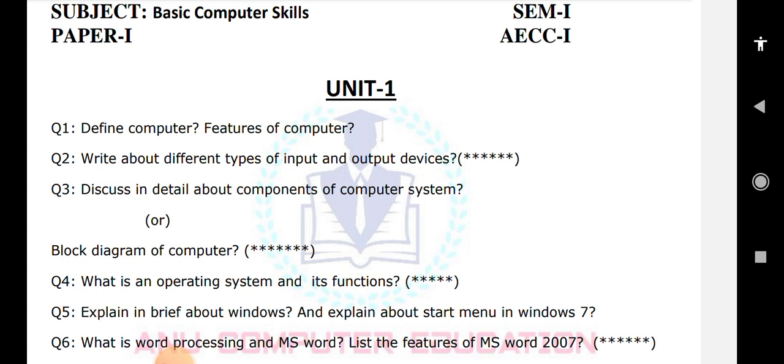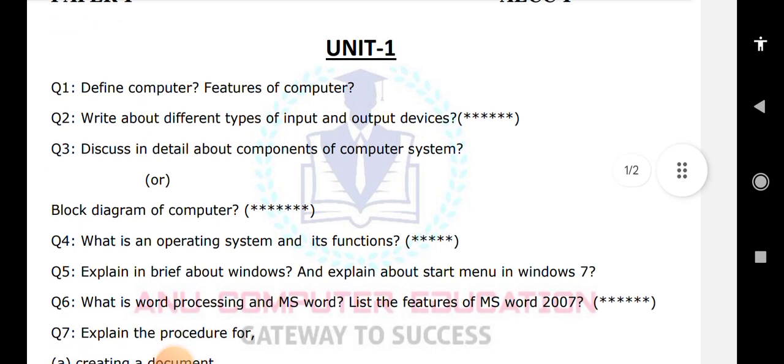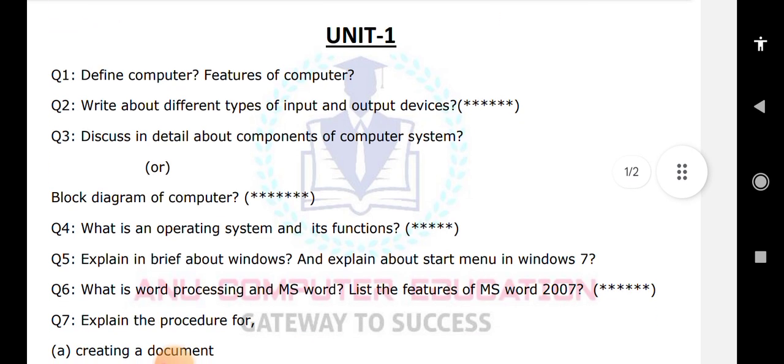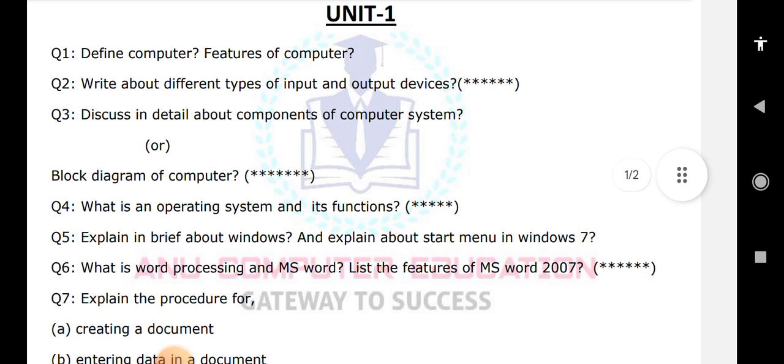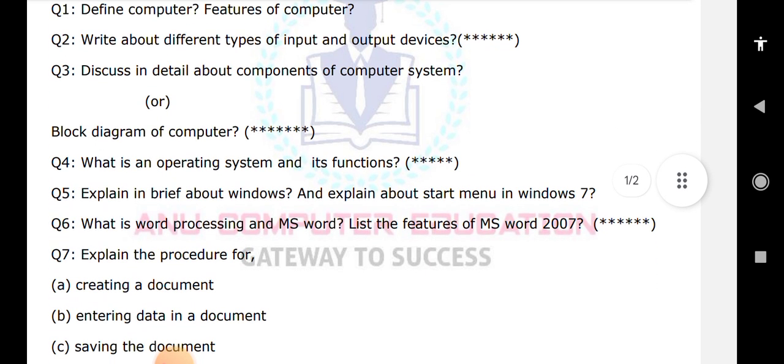An operating system is an interface between the user and the computer. We have many functions, like memory management, file management, user management and security management, backup and recovery. All these are very, very important functions of operating system. Next, explain briefly about the Windows. This is one of the very, very important questions.